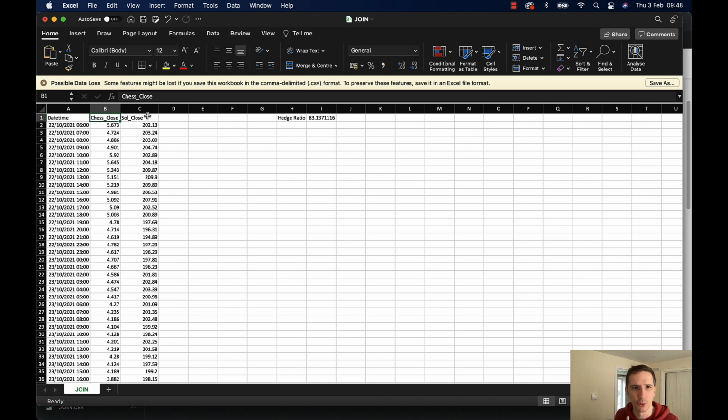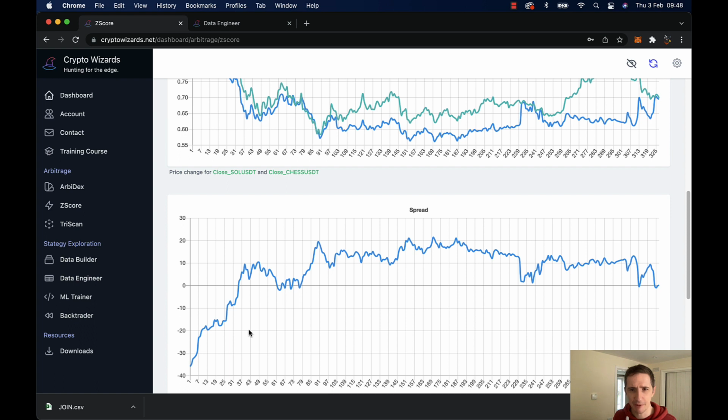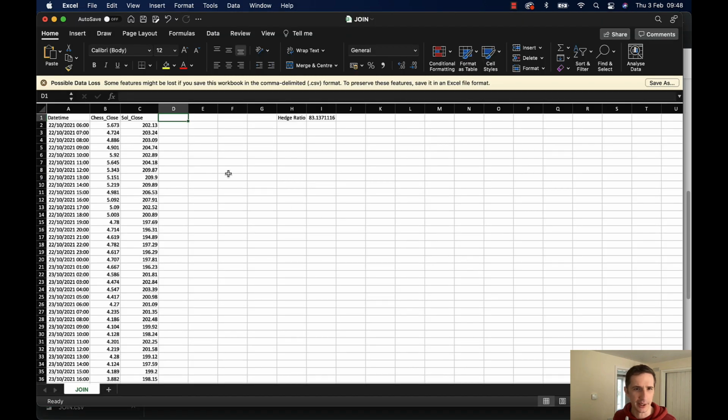It gives us enough to work with for now. So what I'm going to do now that I have a hedge ratio to work with is calculate the spread. If we go back over here, we have this spread here. Here's my spread. I want to calculate that, and I want to do it in Excel. So I'm going to call this spread.